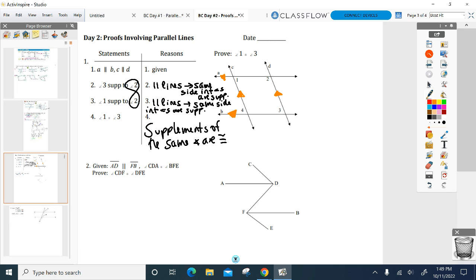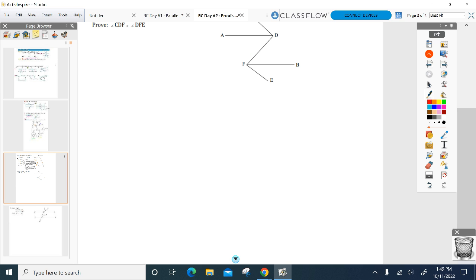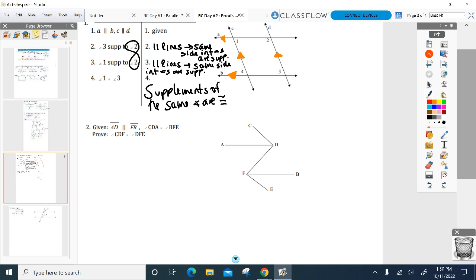The proofs aren't getting longer, but your options for reasons are getting longer. The proofs will not get too much longer, but all the options you have to put in there are getting longer and longer, that list. Anything you want to ask there? How we got to supplements of the same angle? All right, let's keep grinding. You got 2 more here to do with me before you do one on your own.